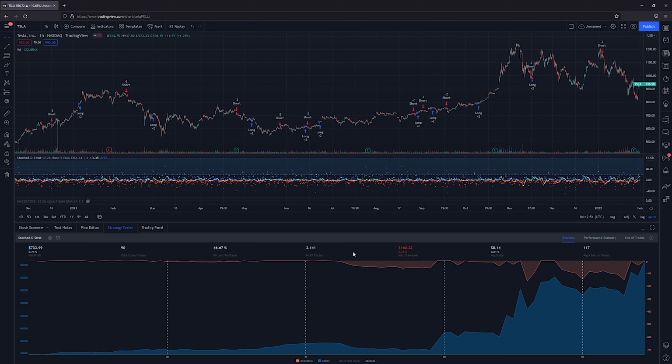Our max drawdown shows this is kind of how much equity you need to have in your account because it lost $160 at its worst. And so that's good to know, just to make sure that you can stay liquid in your trades. The next one is your average trade. And what this is, you take your net profit divided by the total closed trades, and you have your average trade. And so on average, we made $8.14 with every single trade that we did.